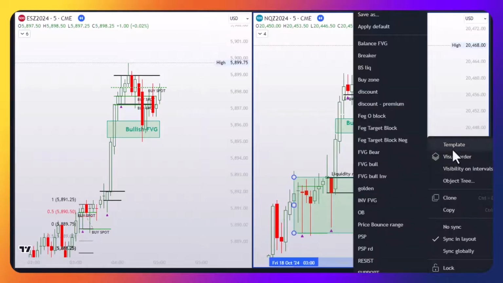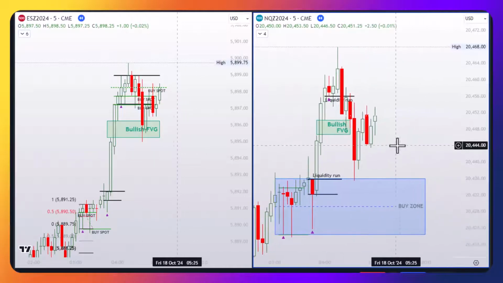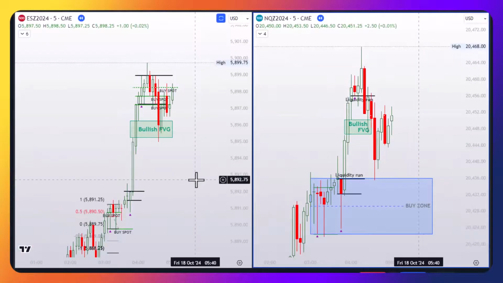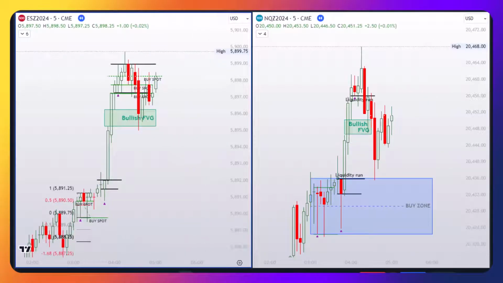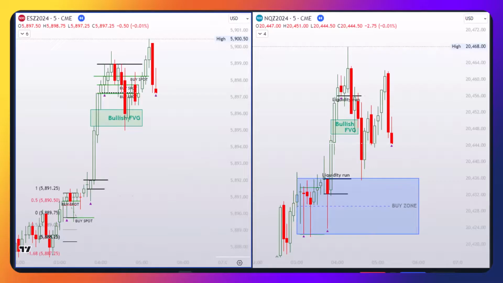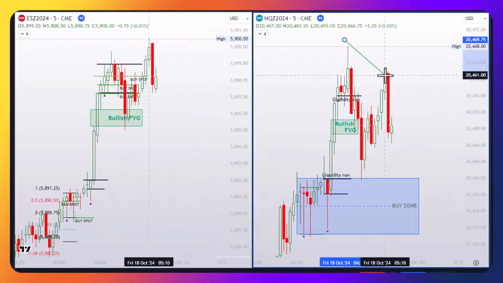So let's see. Let's just see how the day played out. I bet you that holds up. So again, we're seeing SMT. This is bearish SMT.